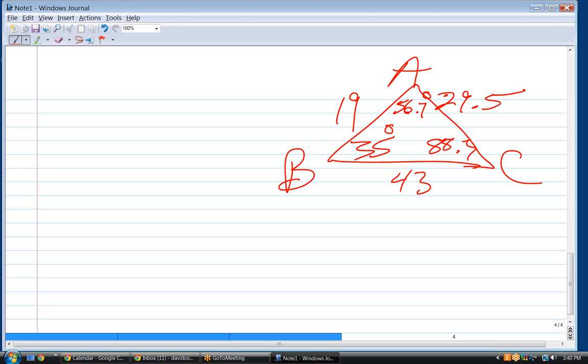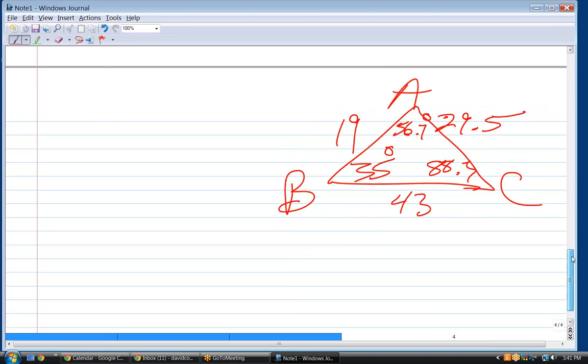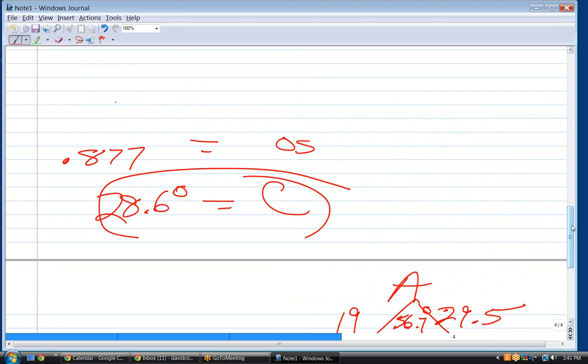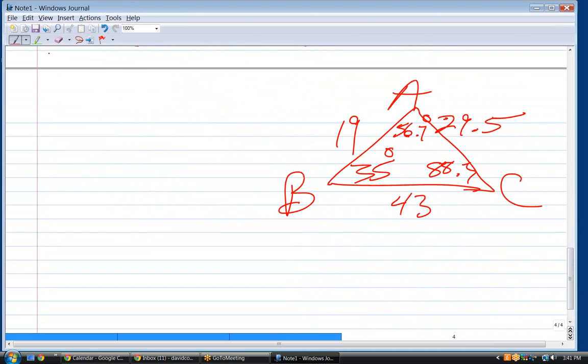I don't have the opposite side equal to the largest angle. So I must have made a mistake somewhere. In other words, angle C would need to be the smallest angle in this triangle. It's opposite the smallest side. So where did I make my mistake? Let's go back a little bit. We calculated A. We were trying to calculate C.